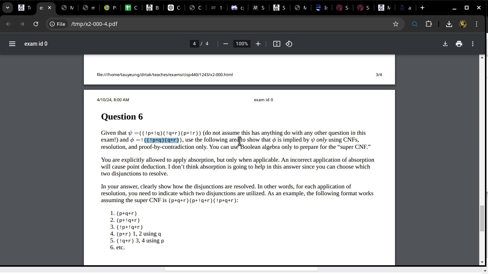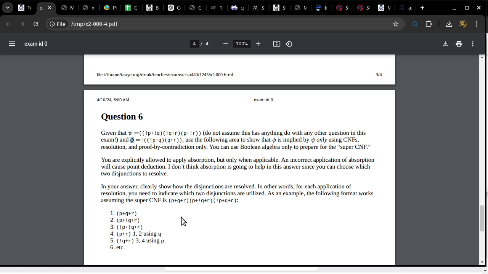All right. So the question is, use the following area to show that phi is implied by psi using only CNFs, resolution, and proof by contradiction. You can use Boolean algebra only to prepare for the super CNF, which is the concatenation of the CNF representing psi and the CNF representing the negation of phi. Is that okay? So do you actually have to apply Boolean algebra here? Well, the only Boolean algebra you have to apply is double negation cancels itself out. You're explicitly allowed to apply absorption, but only when applicable. An incorrect application of absorption will cause point deduction. I don't think absorption is going to help to answer this question since you can choose which two disjunctions to resolve. In your answer, clearly show how the disjunctions are resolved.